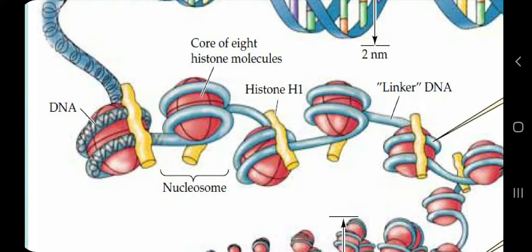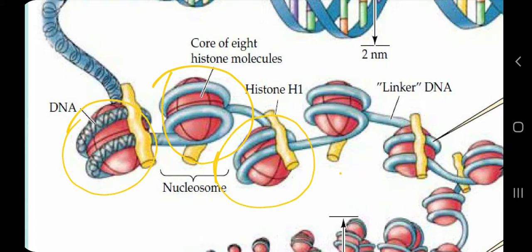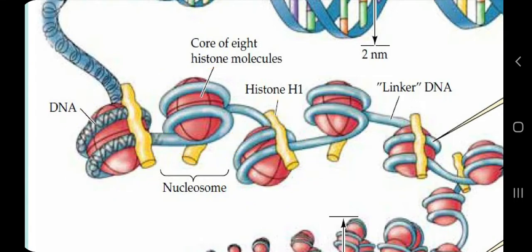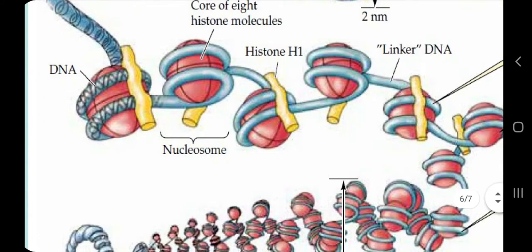nucleosome. This octamer is called nucleosome. But if you involve this H1 also, it is also called chromatosome. So I hope I am making some sense. Let me repeat this again, it is quite complicated information for you.